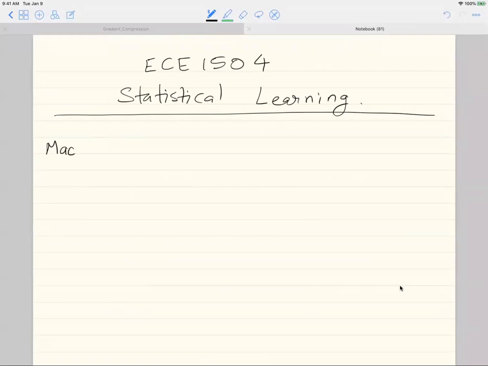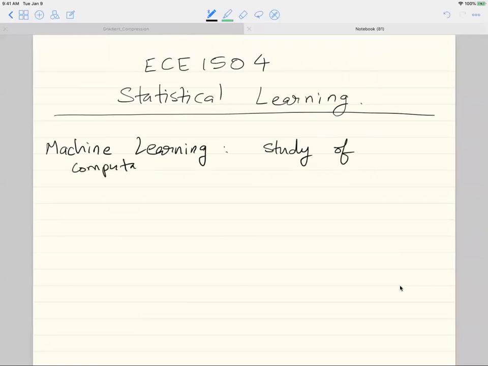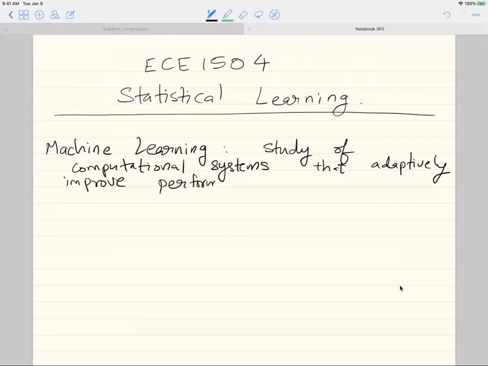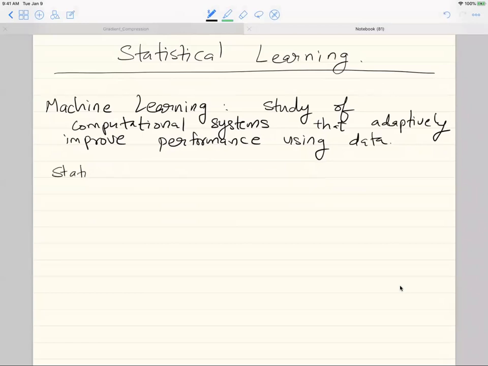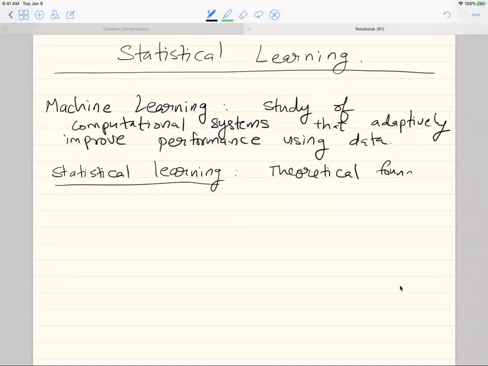So the field of machine learning basically involves the study of computational systems that adaptively improve the performance using some data. Okay, this is a very general and broad definition. In this course, we are primarily focusing on statistical learning. And this entails studying theoretical foundations of machine learning. Okay, so we are focusing on the theory side of machine learning.